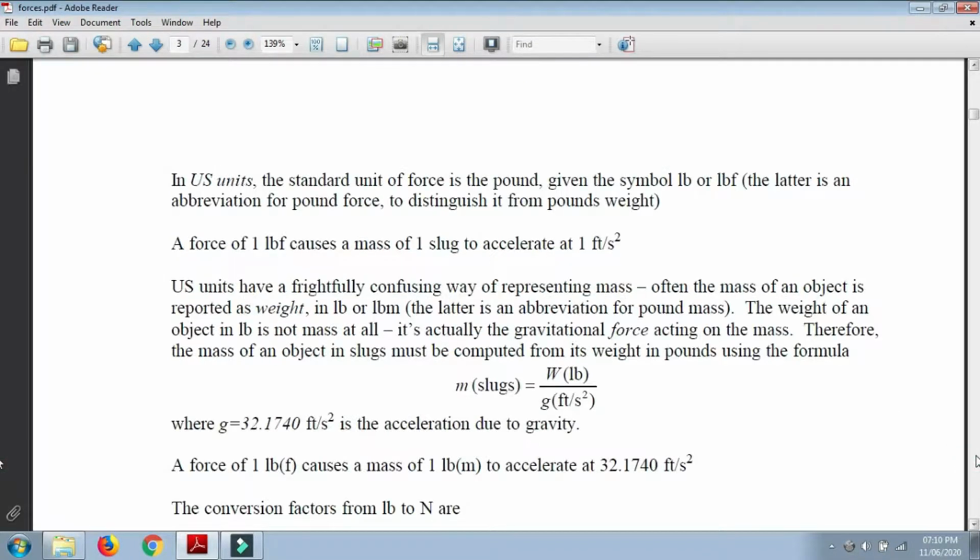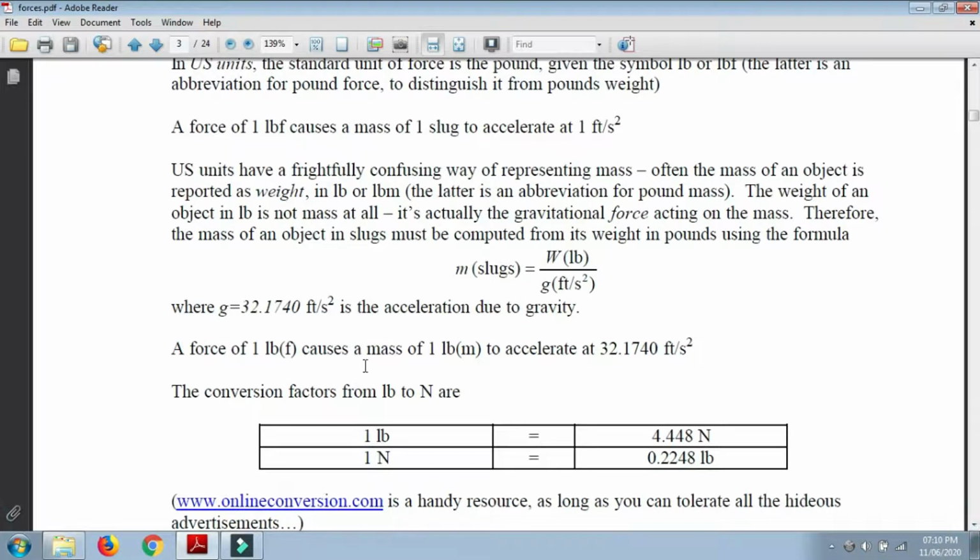Okay, let's go ahead. Then another unit: a force of 1 pound force causes a mass of one slug to accelerate 1 foot per second square. How do we define a slug? Basically, W equals mg, so m equals W over g. But here W is not in Newton, it is in pounds, and g is not in meters per second square, it is in feet per second square. And what is the value of g in feet per second square? 32.174 feet per second square.